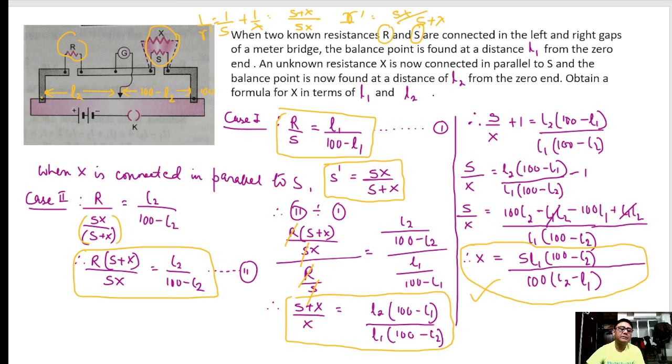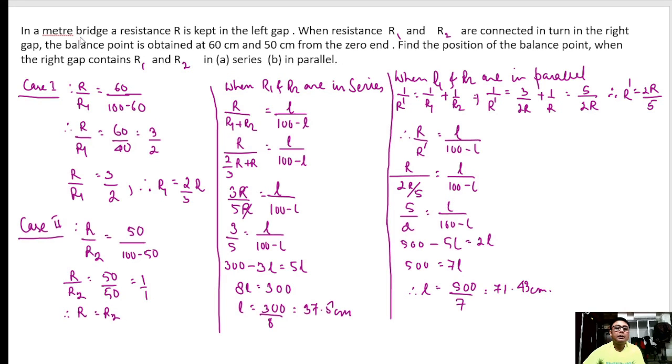Next, see friends, they are telling in a meter bridge a resistance R is kept at the left gap. When R1 and R2 are connected in turn in the right gap, the balance point is obtained at 60 centimeters and 50 centimeters from the zero end.